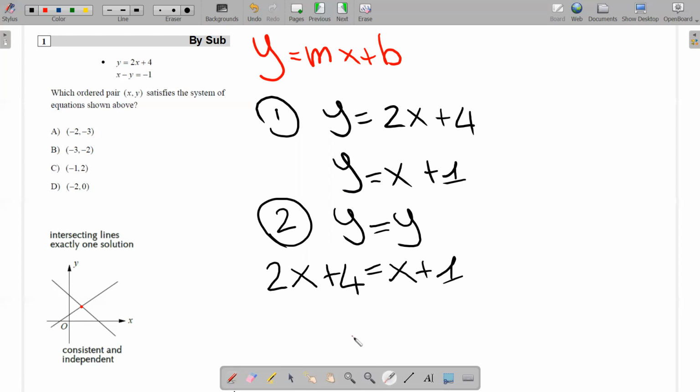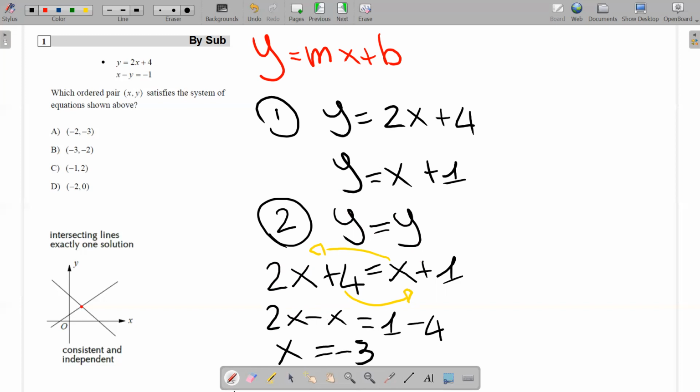This first part represents this y. The second part represents this other y. The two equations now are combined and they don't lose their meaning. But the advantage is that now we have an equation with only one variable, x, and we can solve for it. Let's do it. We will move the x to the left side, we will move the 4 to the right side, and we will get 2x minus x equals 1 minus 4. That means that x is equal to -3.